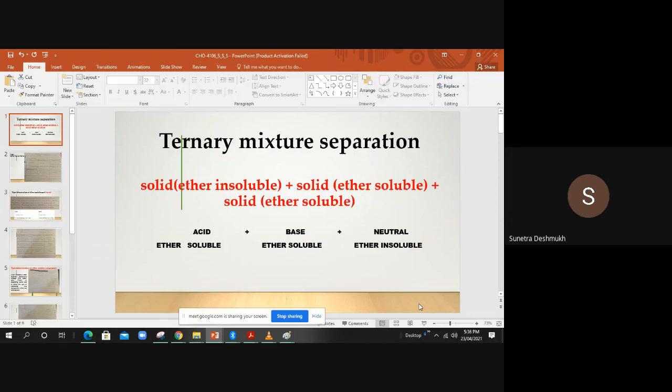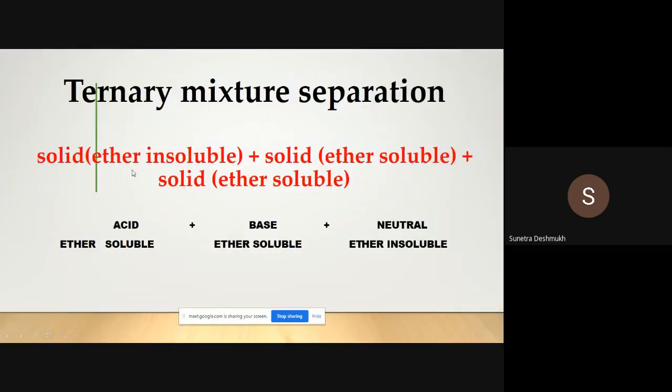That means a mixture of three solid components. Pay attention on the screen: out of that, one solid should be ether insoluble, and the remaining two solids I will give you are ether soluble. In this way, you have to first detect the type of this mixture and separate it, and then go for the melting point of that particular component. Today I will explain how to separate three solids.